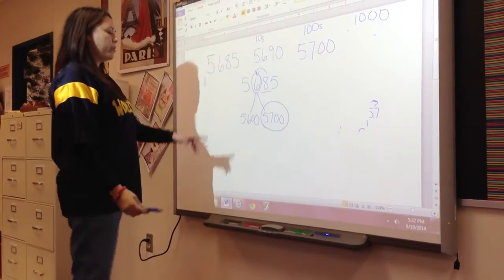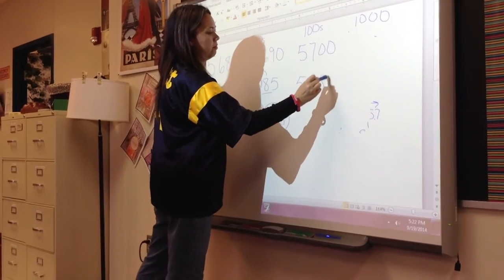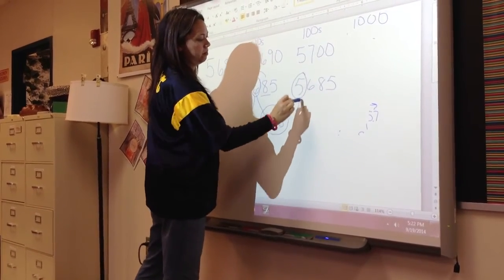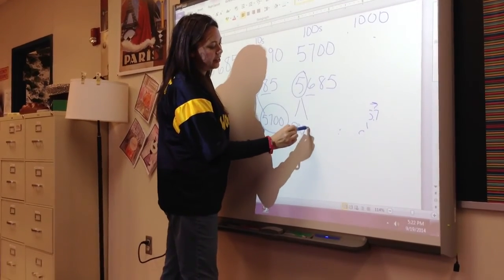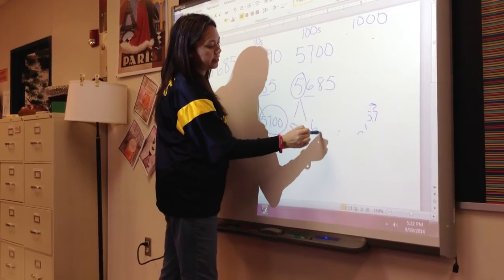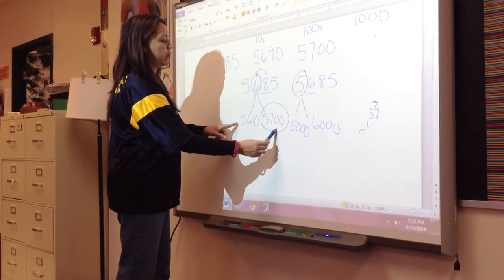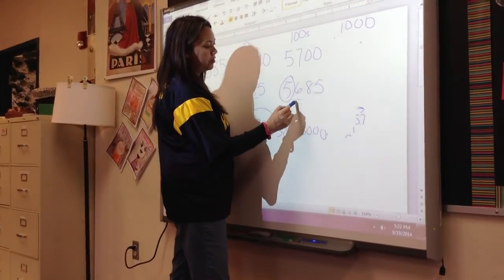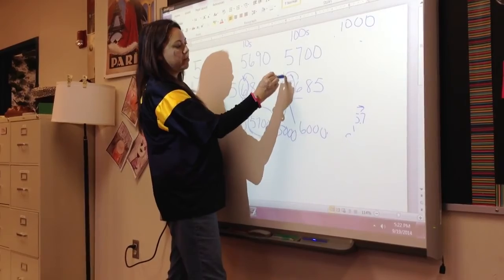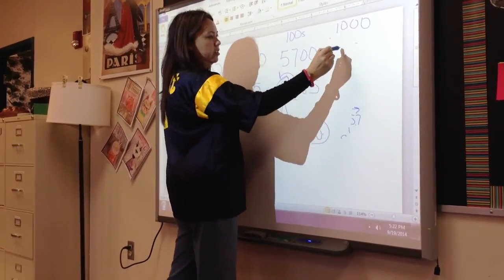And you know what it would be for the thousands place. It's between 5,000 and 6,000. You're always looking at where this entire number is in between, and all these numbers are close together. And of course, this number makes my balloon fly. So it rounds to 6,000.